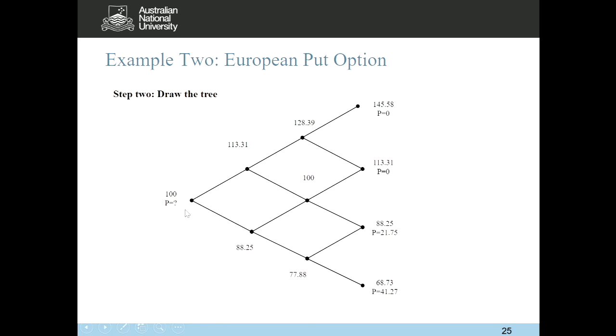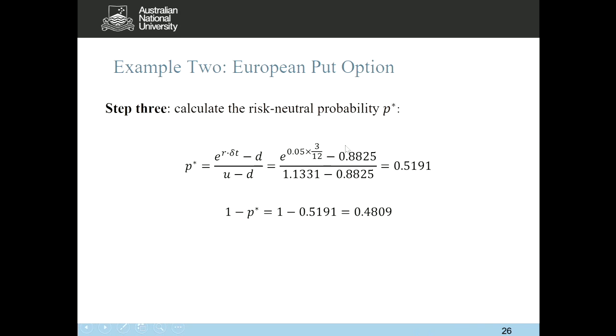And when the share price takes 3 consecutive downturns, going down, then going down again, we get a share price of 68.73. So we should exercise our put and make a payoff of 41.27. Right? So everybody understands the steps. It's quite mechanical, right? Then the third step is always to calculate the risk-neutral probability.